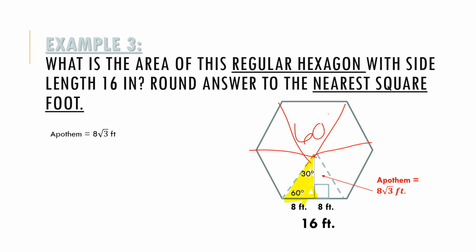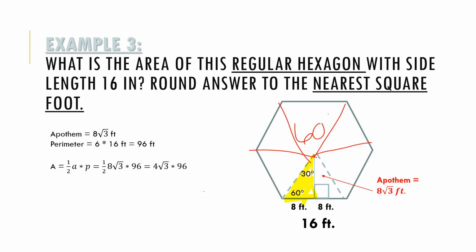So now that I have my apothem, which is 8 square root of 3, I can pretty easily find my perimeter by just taking that 16-foot side length and multiplying it by 6. So my perimeter is 96, and boom, boom, there's my 2 pieces of information I need for my formula. So the area is going to be 1/2 apothem times perimeter. Plug in all your numbers. Half of 8 is 4 square root of 3 times 96.